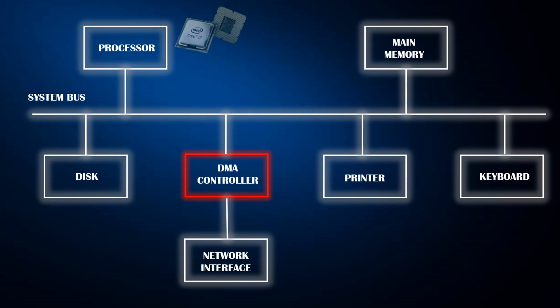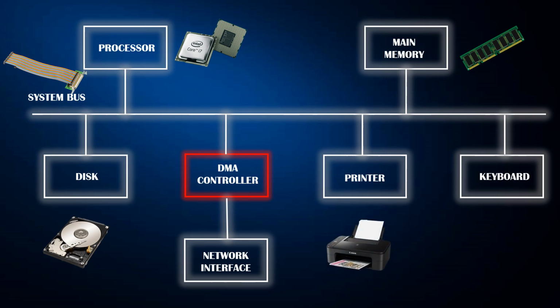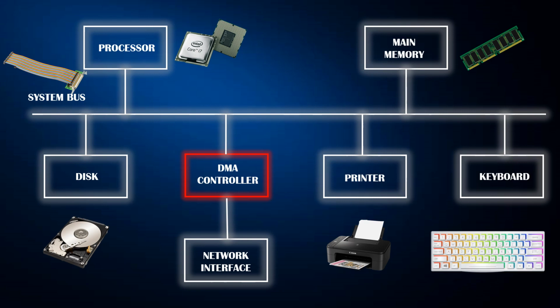To understand the working of DMA controller, let us consider this diagram, which consists of a processor, main memory, system bus, which is used for the communication between processor and the other components, a disk, and printer, which is an output device, keyboard, an input device. And the main part of this video, DMA controller, looks like this. It is a hardware device.